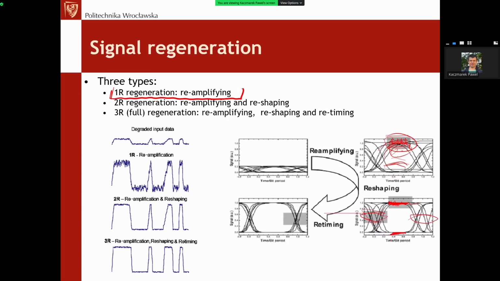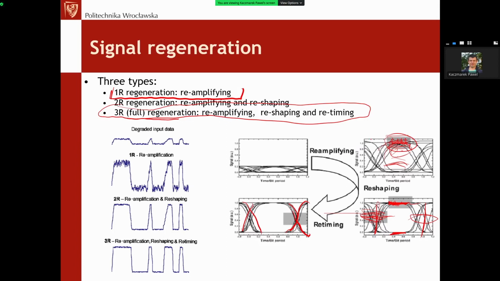So the 3R system, let's say the most complete regeneration system, also has so-called retiming of the signals. So, as you can see, we are also repairing the edges in this eye diagram. It means we are improving, repairing the timing of every bit transmitted through the system. And even this 3R regeneration right now is possible in a fully optical way. Before, of course, it can be easily done using electronics.